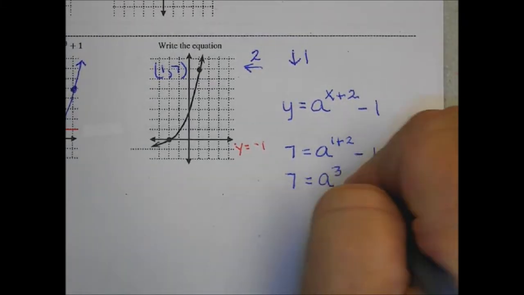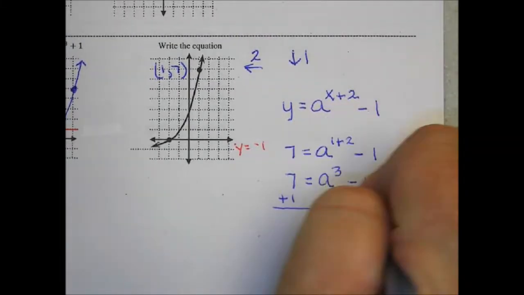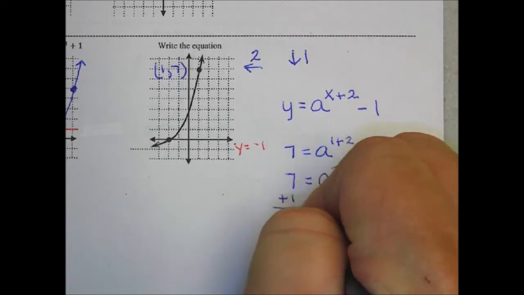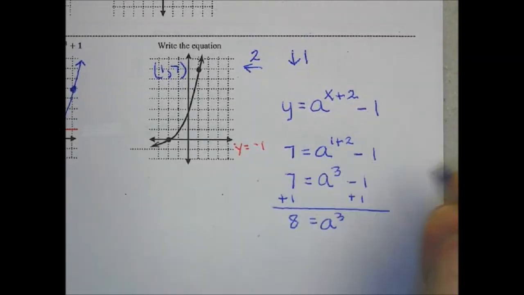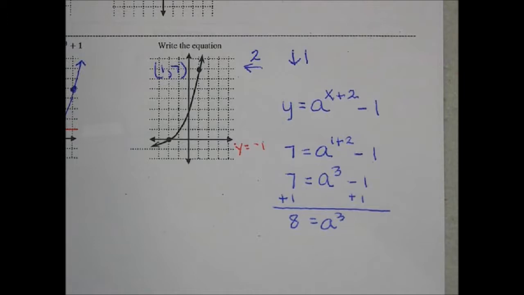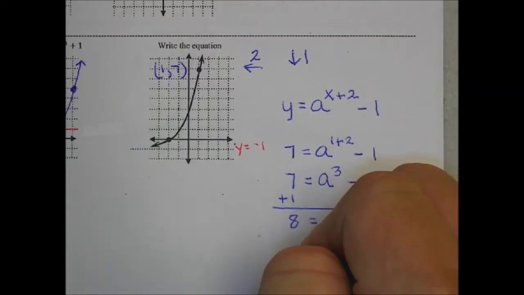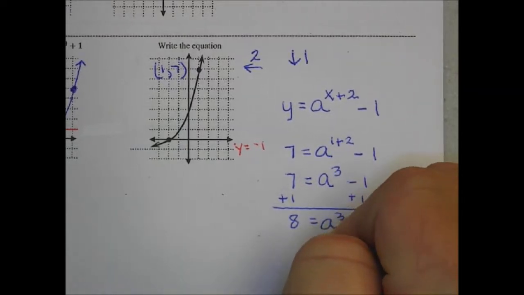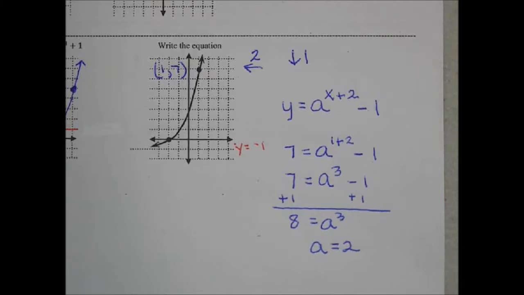Add 1 to both sides. Now start solving for a. 8 equals a cubed. And you can take the cube root if you know how to take the cube root, or you can just figure out by mental math what number has to be cubed in order to get the number 8, and that number is 2. 2 to the third power is 8.